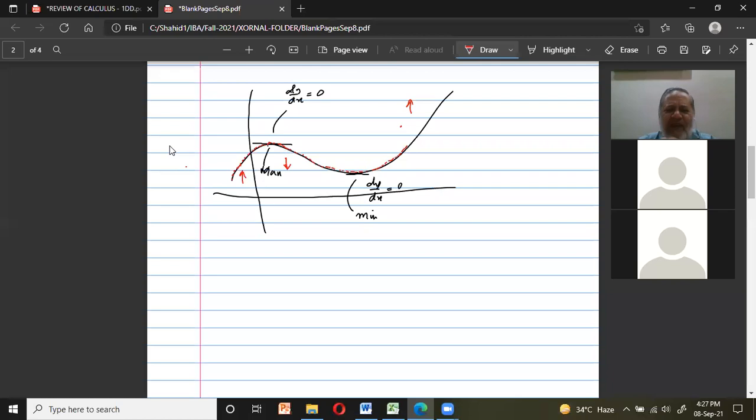So we say that there are some clear trends. When the function is increasing, dy by dx is positive because the tangent drawn should have a positive slope. When it is decreasing, the tangent has a negative slope, so dy by dx is negative. When it again rises, dy by dx becomes positive.